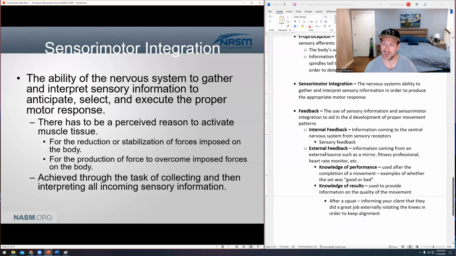So we have to assess our clients first. We have to look at how they move so that I know how to make them move the other way. And that all comes together. Putting the strength and the stretching and all of it together, we call that sensory motor integration. It's your nervous system's ability to gather sensory information, interpret it, and then execute the appropriate response.